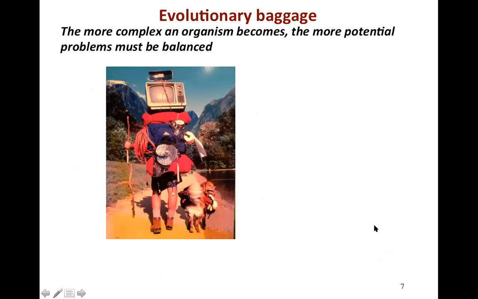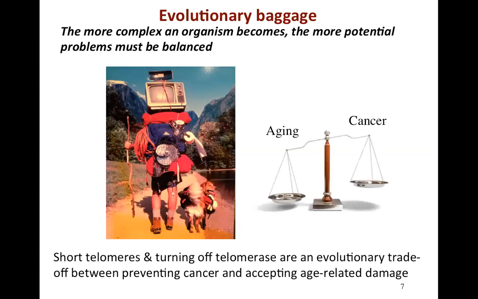So this raises an interesting point, and that is that Mother Nature and the whole process of evolution brings with it a lot of baggage. One way to think about it is that the more complex an organism becomes through evolutionary time, the more potential problems must be balanced. So if you think about what we talked about before, relating the lengths of telomeres and also whether or not the TERT enzyme locus is active or not active to replenish telomeres, it's always kind of a trade-off.